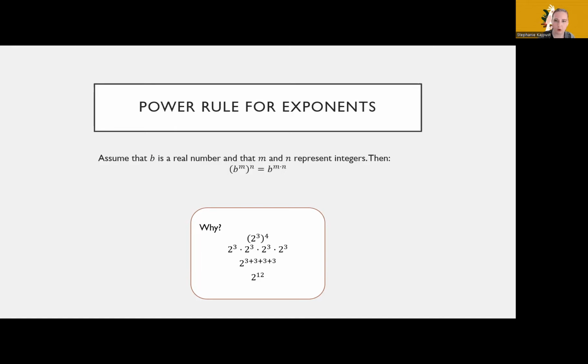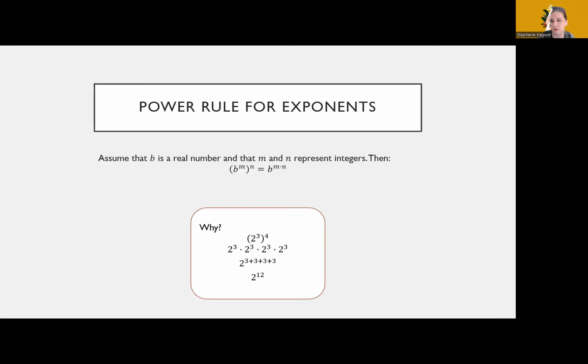If we didn't have the power rule for exponents, you'd have to rewrite the multiplication of 2 cubed 4 times, then use your multiplication rule to add those exponents. With the power rule, we can skip those 2 steps and just multiply those exponents together. It's really nice. It saves you a couple steps, and it follows from what we've been doing previously. We notice this pattern, this is always going to be the case, so we can make a new rule for it. That's the power rule.